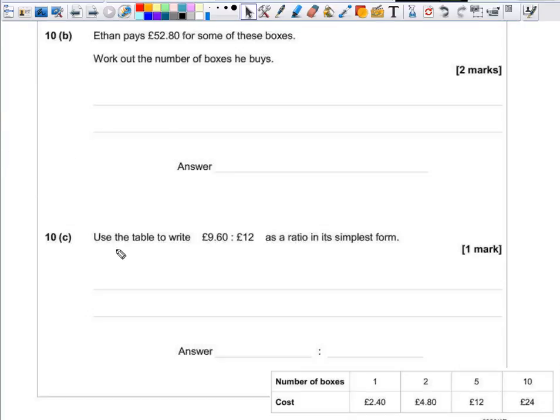Question 10b. I've borrowed the table for these two questions from the top of the page, put it at the bottom so we can keep it all on one screen. Ethan pays £52.80 for some of these boxes. Work out the number of boxes he buys.